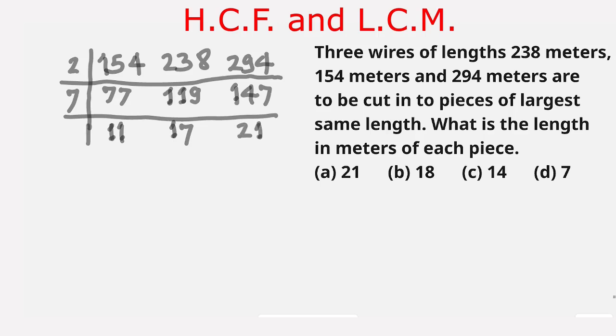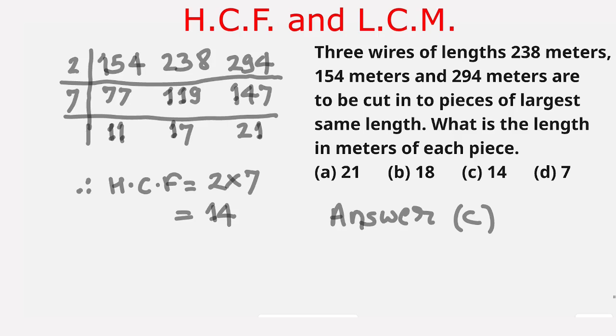Now all the numbers 11, 17 and 21 are co-prime numbers. The only common factors were 2 and 7. Therefore, HCF equals 2 multiplied by 7 equals 14. So the required length of each piece of wire is 14 meters. And from the given options, our answer is option C, 14.